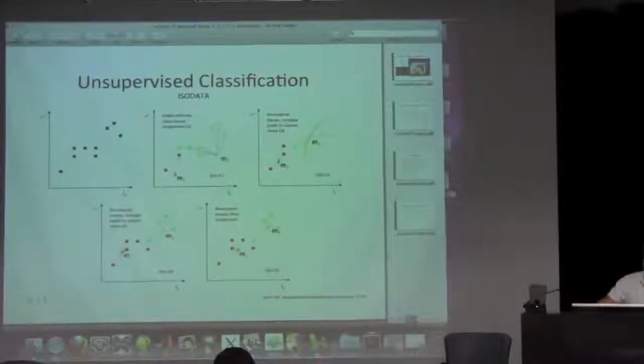Now, in this case we picked two classes, but if you look at this data carefully, what would you say? Do you think there's two or do you think there's three there? To me it looks like three, right? But we only picked two, so we're only going to get two.